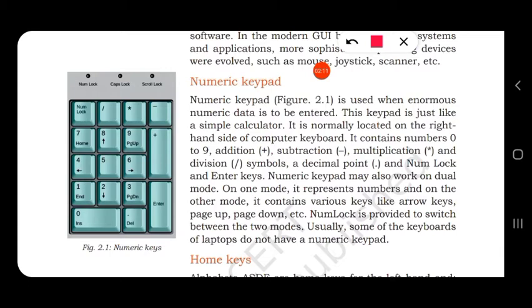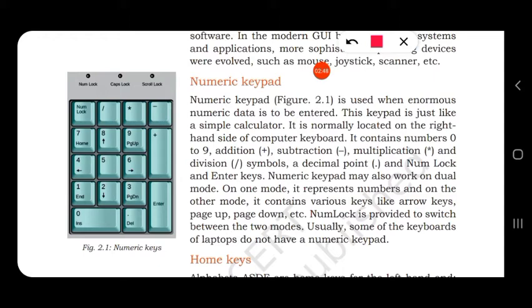The numeric keypad may also work in dual mode. That is, in one mode it represents numbers, and in the other mode it contains various keys like arrow keys, page up, page down, etc. So we can use this part as the arrows. We have extra arrows in our keyboard, but this part can be used as arrows. To use this part as arrows, we have to click on the number lock.